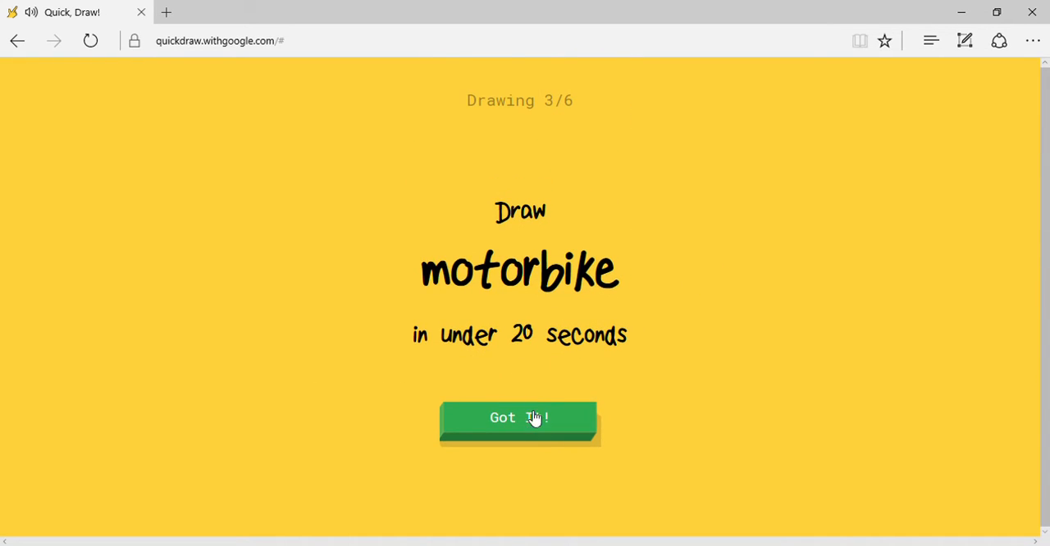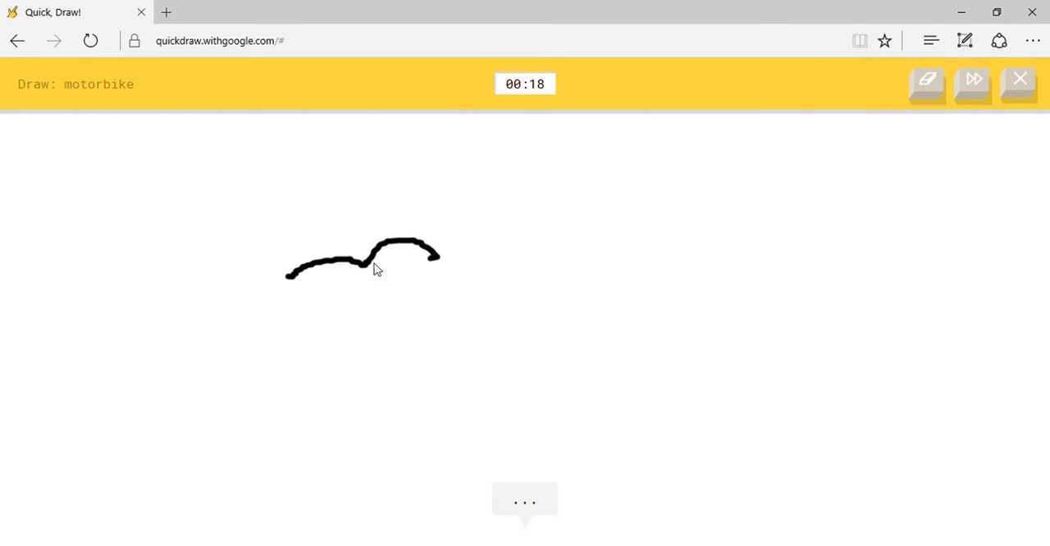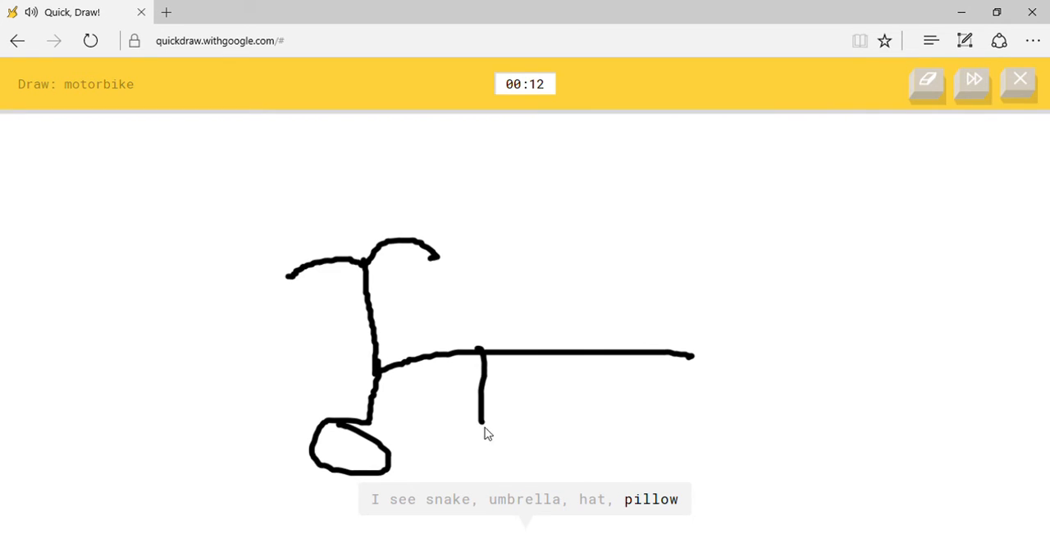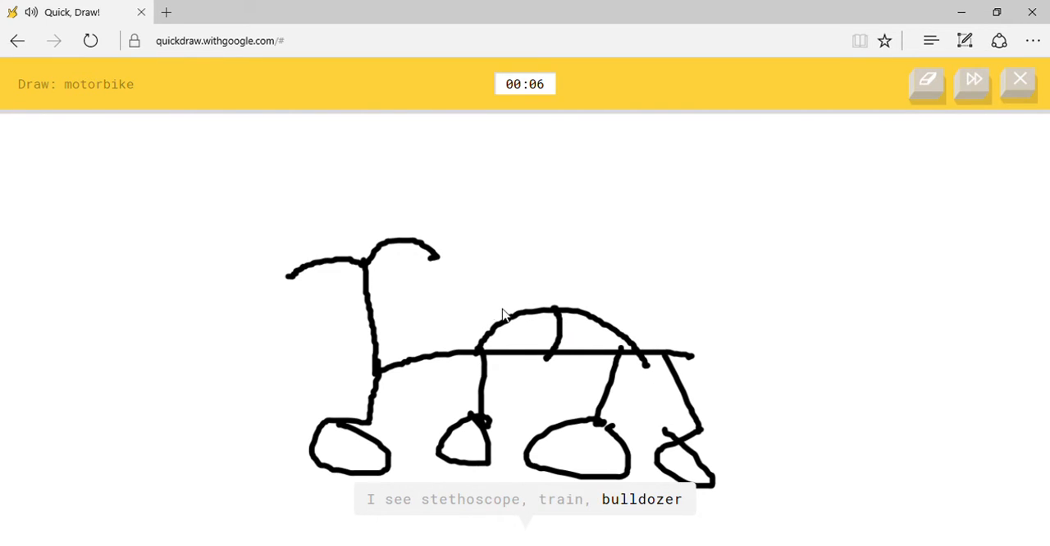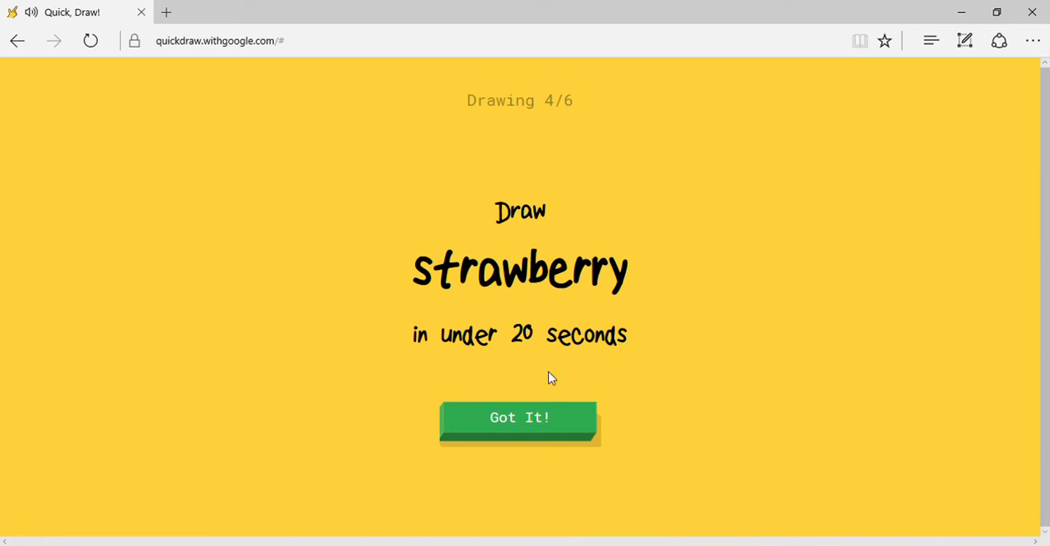It looks so cool. Motorbike. Okay, for a motorcycle, this is gonna be so weird because I don't even know how to drive. I see snake, or umbrella. A normal motorbike. Or hat, or pillow, or drill. I see stethoscope, or train, or bulldozer, or ambulance. I see drums, or roller skates, or car. It's so hard. Sorry, I couldn't guess it.